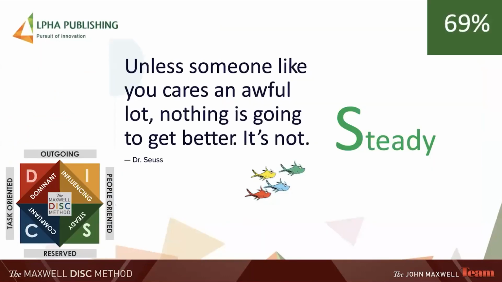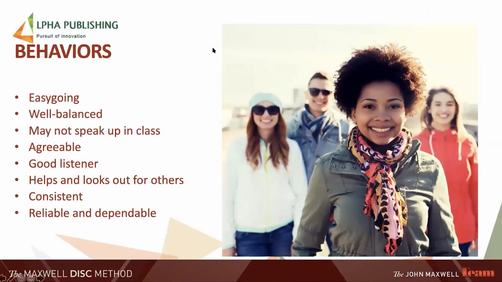69% is the study. Unless someone like you cares an awful lot, nothing is going to get better. Here are their behaviors of study. They're easygoing, well-balanced. They may not speak up in class. They're agreeable, good listeners, helps and looks out for others, consistent, reliable, and dependable. These are the students you want in the class when they are in their S personalities and not being overly affected by dominant and influencing students.